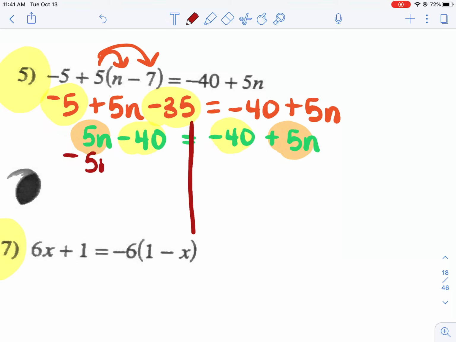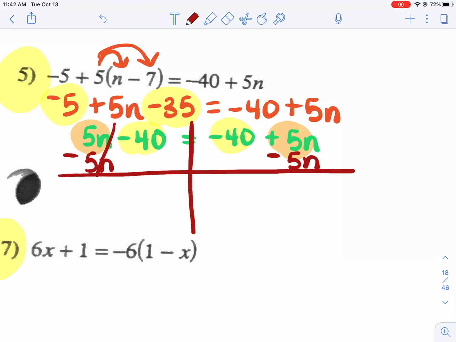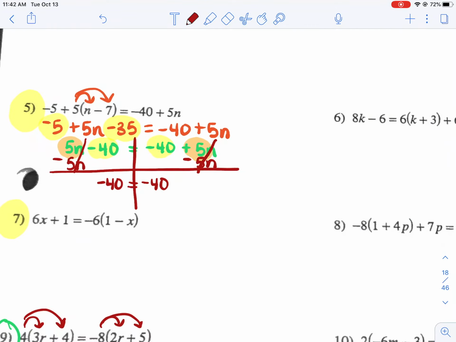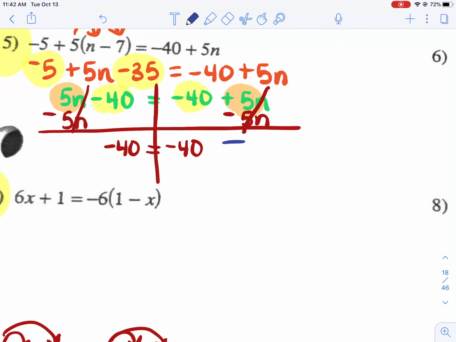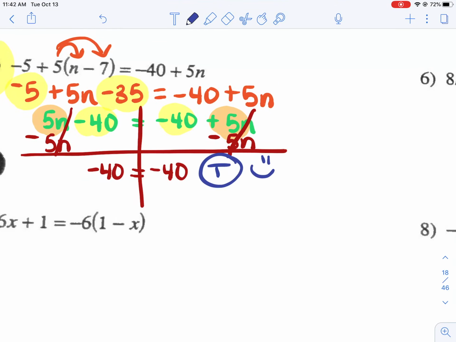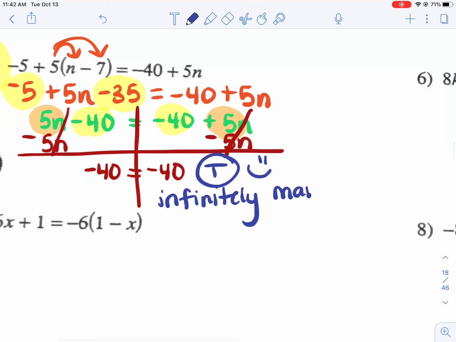If I take away 5n from both sides, again, I'm lining up the like terms, the n's, I'm left with negative 40 equals negative 40. So what's up with that, guys? Well, is this a true or false statement? Does negative 40 equal negative 40? That's absolutely true, right? So what does that mean for this equation? Well, that means that any solution will work. The answer to this is infinitely many solutions.